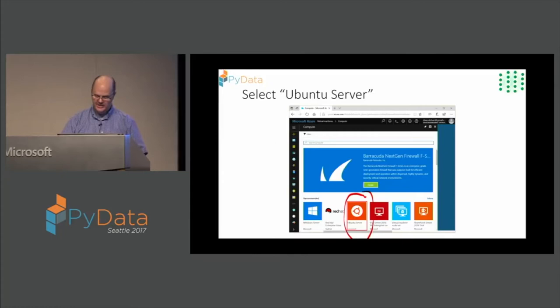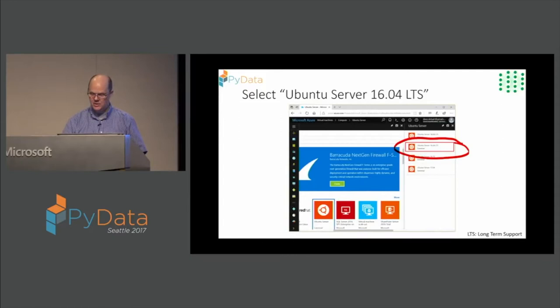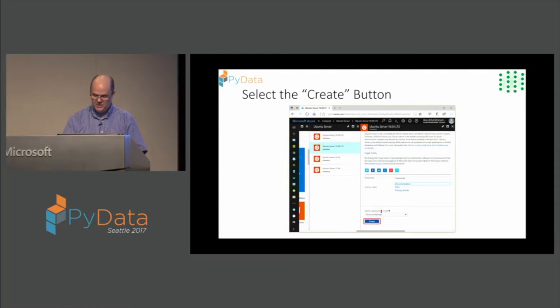We're going to click Ubuntu Server. When we click Ubuntu Server, we're going to click Ubuntu Server 16.04 LTS. LTS stands for long-term support. It's probably the way to go. It gives us this window, and we're just going to select the resource manager deployment mode. When in doubt, use the default. Create. Click the create button.